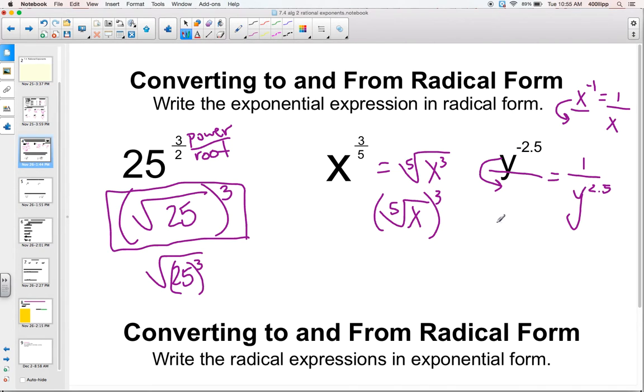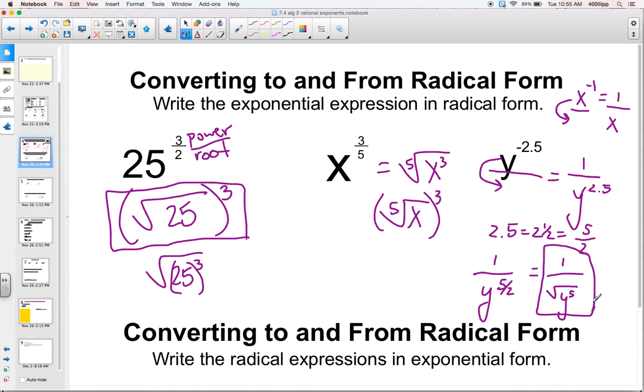Okay, so now what we're going to do is let's convert 2.5 to a fraction. So we know 2.5 is 2 and 1/2, and then we can change this mixed number to an improper fraction by going 2 times 2 is 4, and 4 plus 1 is 5 over 2. So this is the same as writing 1 over y to the 5 halves power. Okay? And then that will be power over root. This will be the square root of y to the 5th. You can leave it like this unless it tells you to rationalize your denominators, and then we would have to do that.